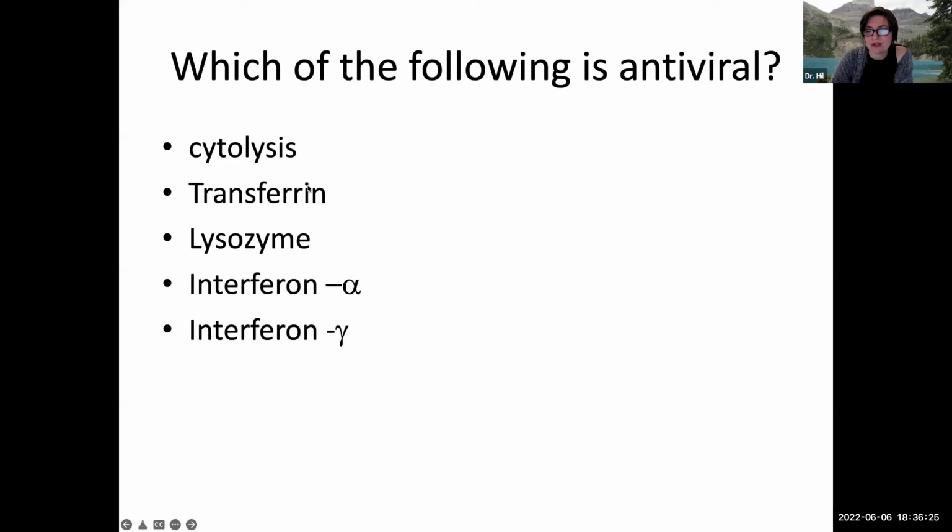Transferrin, yes or no, antiviral? Transferrin. Put in your guesses. Don't be afraid to be wrong. Don't be afraid. Don't overthink it. Just what do you think? Yes or no? Keep those guesses coming, guys.